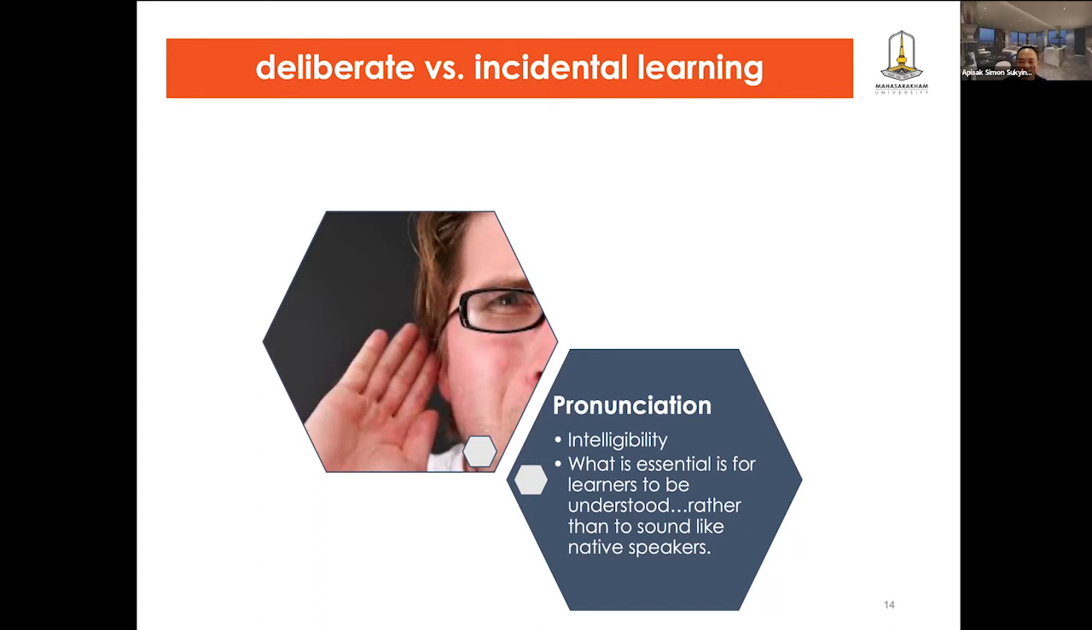Okay, very good. Okay, let's see. Is it necessary for us to teach pronunciation, or how to pronounce the word, directly or explicitly to the students? What do you think, everyone? Is it necessary for us to teach pronunciation directly or explicitly in our class?